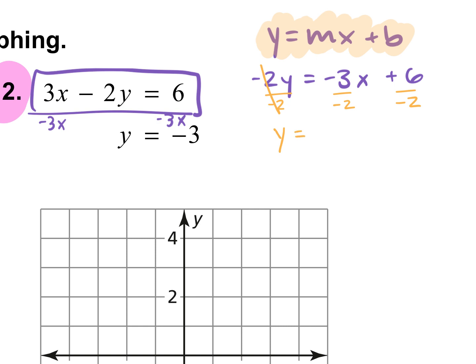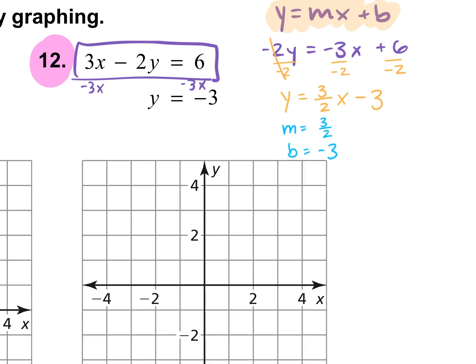We can leave it as a fraction here, but what's a negative divided by a negative? Positive, +3/2. And then what's 6 divided by -2? -3. Am I in slope-intercept form now? Yes, perfect. So what is my slope? 3/2. And what is my intercept? -3.